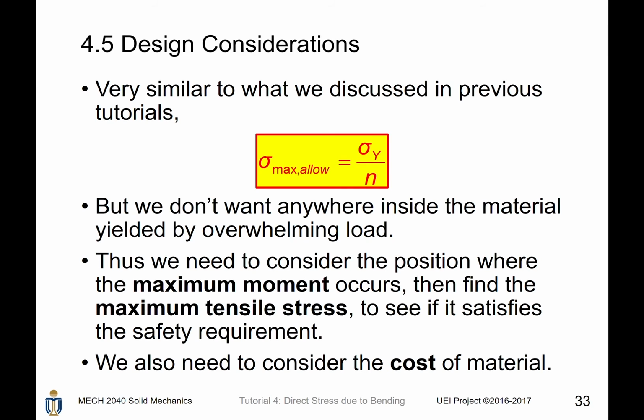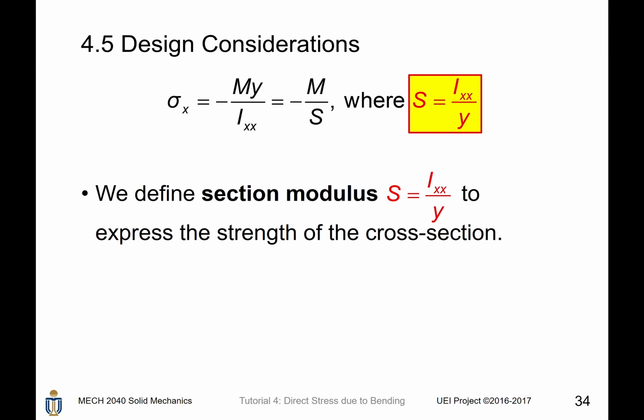Similar to what we discussed in previous tutorials, the maximum allowable direct stress is given by the yield stress of the material divided by the safety factor. Besides, we also consider the cost of the material. Also, our flexure formula, sigma x equals minus My divided by I, can also be written as minus M divided by S, where S equals the moment of inertia divided by y, the so-called section modulus. It expresses the strength of the cross-section.